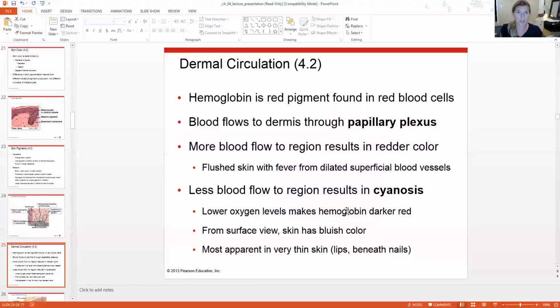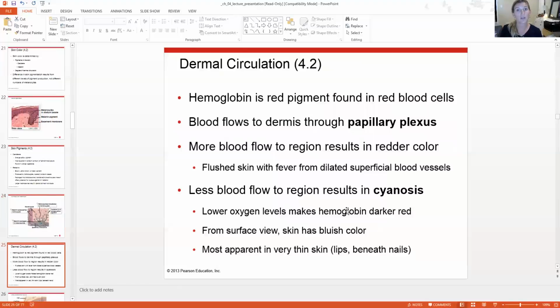Dermal circulation, as I mentioned, is another factor in skin color. Hemoglobin is a red pigment, so if you have lots of blood circulation, you're going to have a nice pinky appearance. The blood flows through the dermis and that papillary plexus, and the more blood flow, the more reddish in color you get, which can happen if you have a fever or if you get embarrassed. Sometimes the blood rushes to your face, that type of thing.